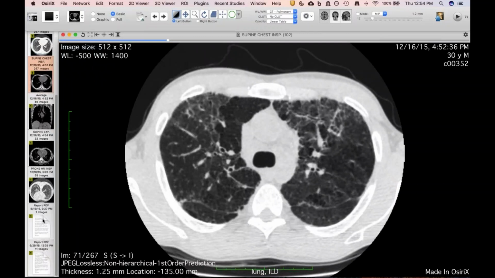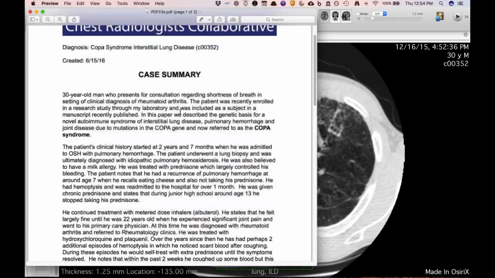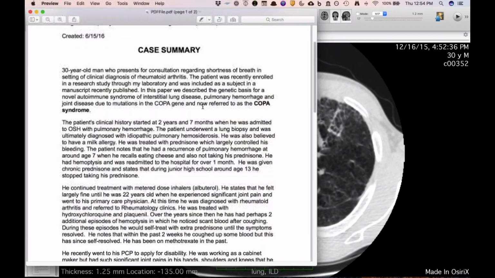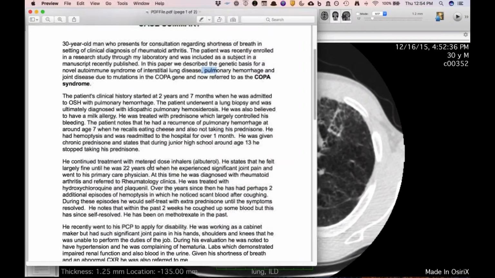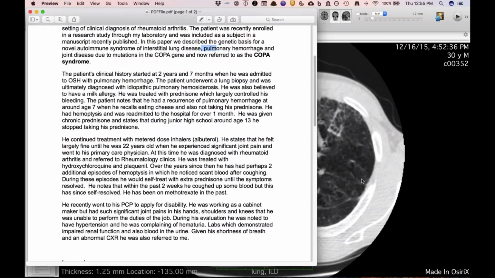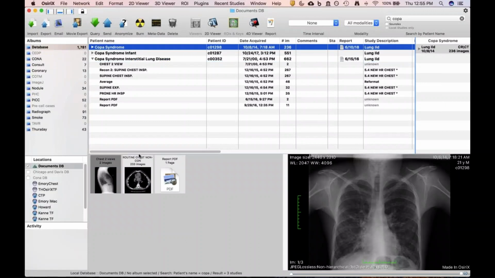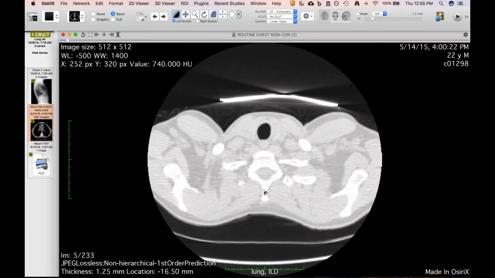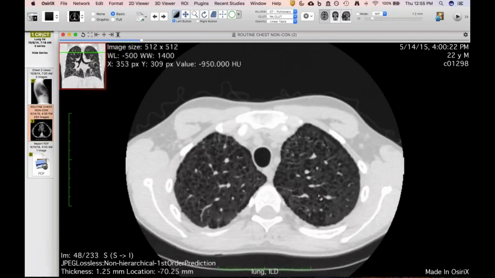And I don't think I have... Yeah, I have a report on this one. I would call that NSIP. Yeah. And he also had some pulmonary hemorrhage. So I can send these back out as well. So yeah, one of our pulmonologists here, they do a bunch of genetic tests in these patients, and then they eventually identified this. And here's another one.